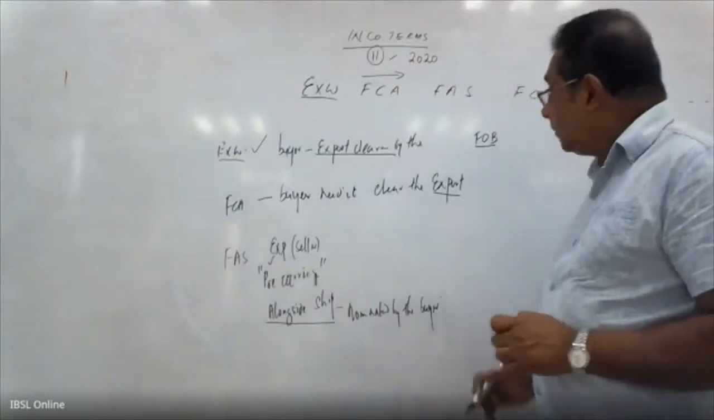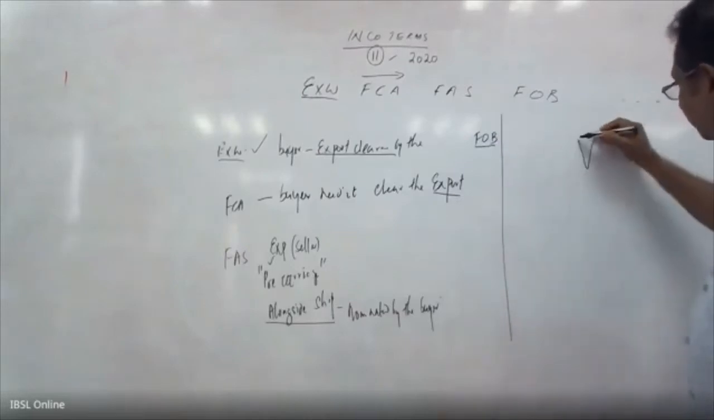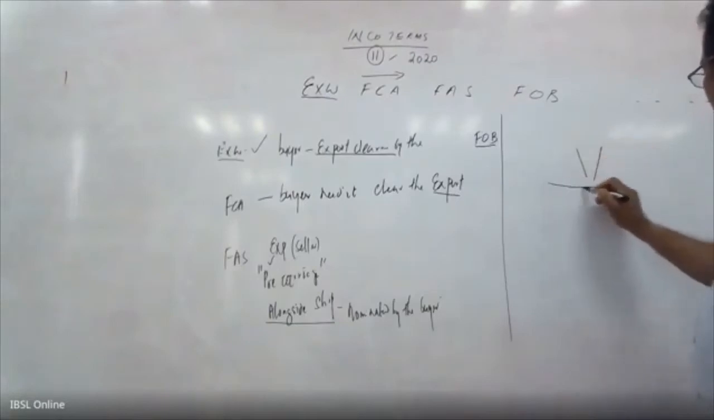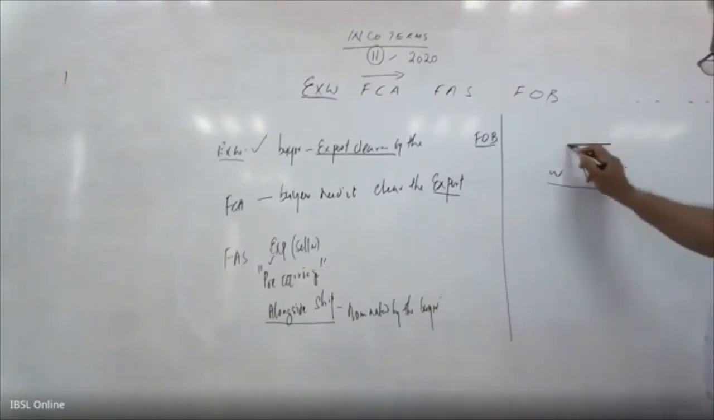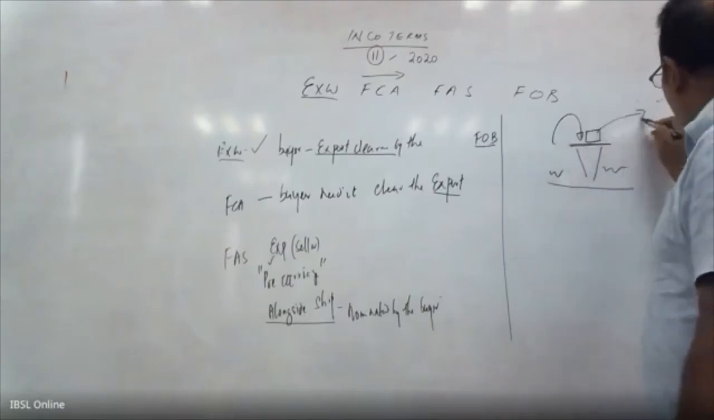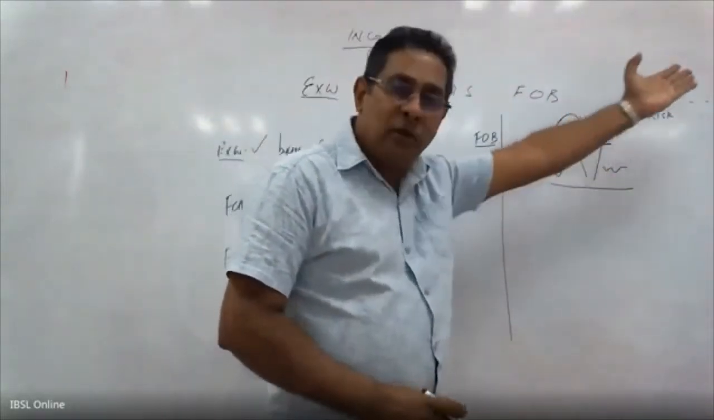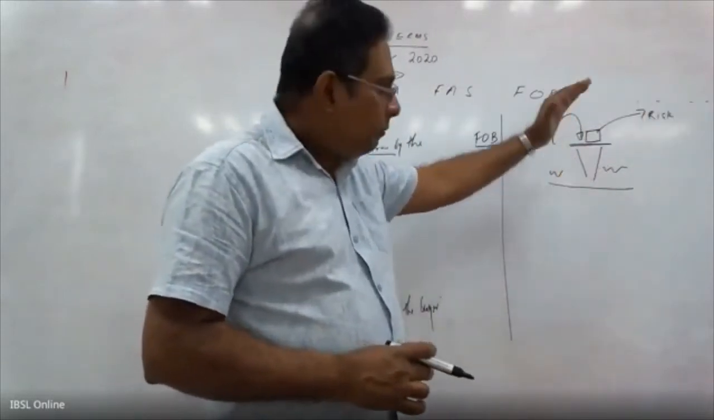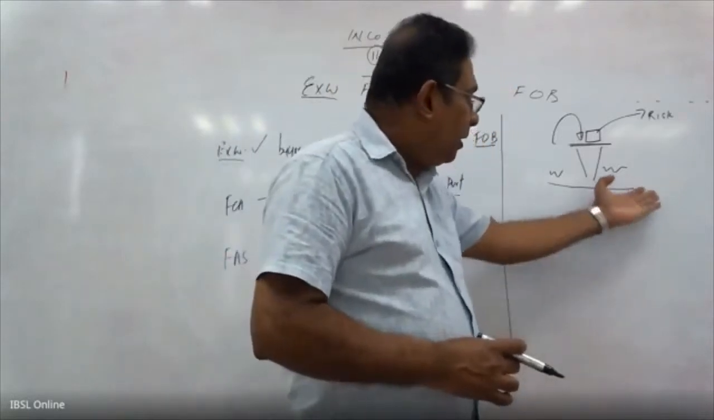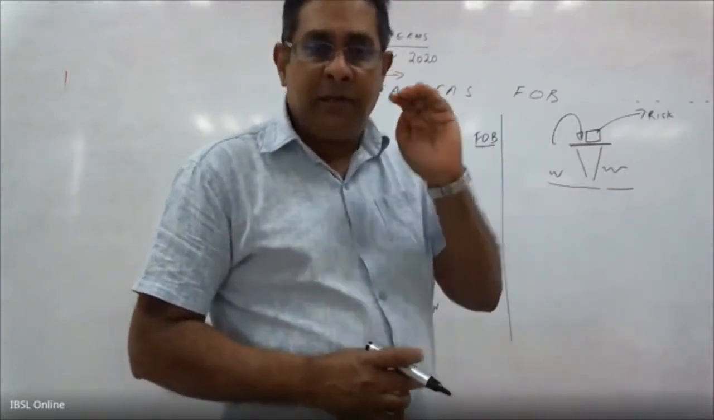So FOB, if I illustrate further, I hope that you can see the board. Now this is the vessel. Now this is the board. So once the goods are kept on board the vessel, the risk passes on to the buyer. Now the ship hasn't moved yet. Once the goods are placed on board the vessel nominated by the buyer, if something happens to the goods by high tides or swaying or tilting of the vessel, or if the goods are damaged, then it's on the buyer's account, not on the seller's account.